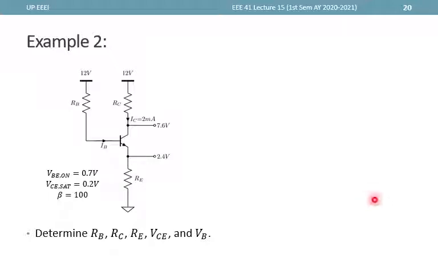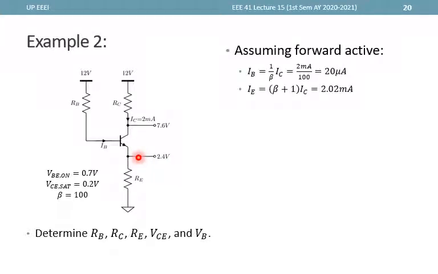For our second numerical example, say we have this emitter stabilized NPN circuit using these values. So we're not using IS. Determine RB, RC, RE, VC, and VBE given that the supply voltages are this, and these are the IC and the collector and emitter voltages. Now, assuming that the BJT is in the forward active mode, and why is that a good assumption?